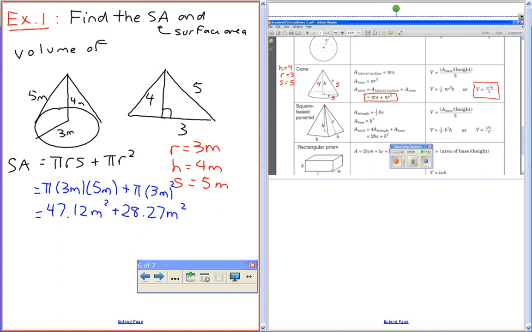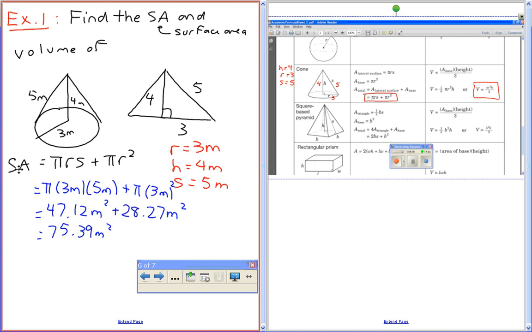Okay, so we have those together. Tanner, I'm picking on you. Can you have those together for me, please? Actually, I'll do it. 75.39. Can you confirm that for me? That was done in my head. Okay, that's the surface area.